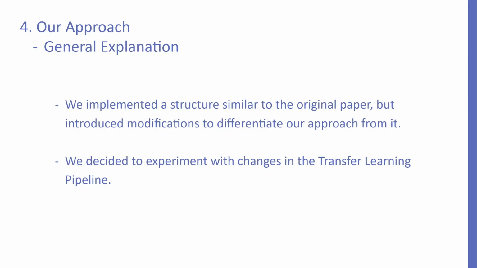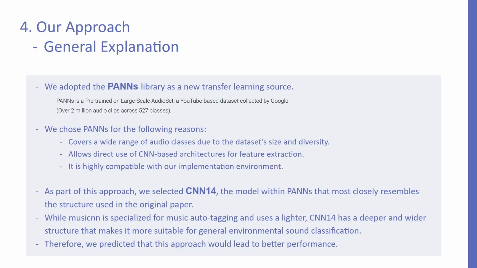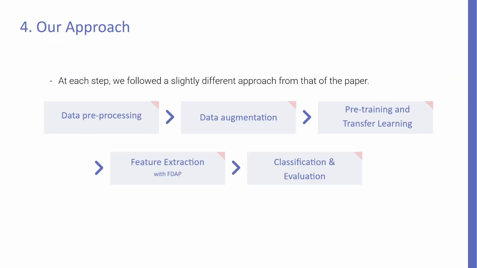Now, let's discuss our team's approach. We implemented a structure similar to the original paper but introduced modifications to differentiate our work, particularly in the transfer learning pipeline. We adopted the PANNs library as our new transfer learning source, and here is the reason why. We selected CNN14 because this model more closely resembles the structure used in the original paper. At each step of the process, we followed a slightly different approach from the paper.